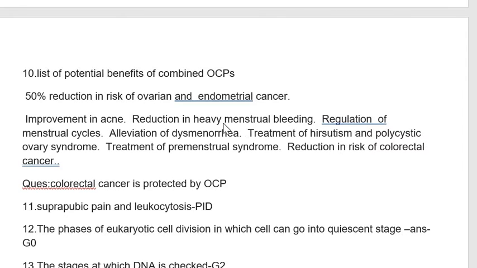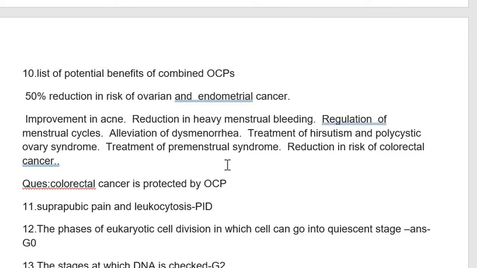Because it will control this, now the whole system has been regulated, so it will prevent excessive growth of the endometrium, which is under the effect of estrogen. Regulation of menstrual cycles, alleviation of dysmenorrhea, and treatment of hirsutism and polycystic ovary syndrome. And this is also treatment of premenstrual syndrome, and before it was said that it will cause a reduction in the risk of colorectal cancer, but now the studies are divided.